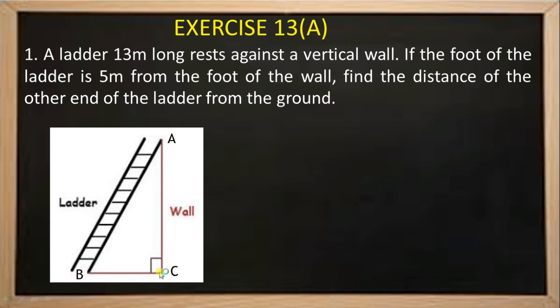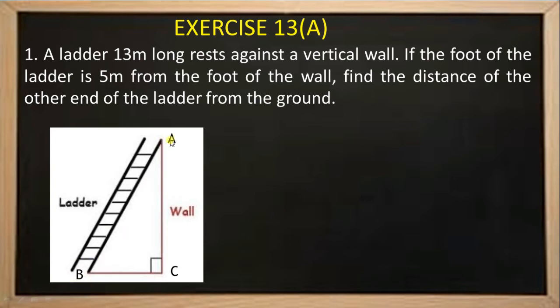AB is the ladder, AC is the vertical wall. And the question says that the foot of the ladder, that is B, is 5 meter from the foot of the wall. The foot of the wall is C. So AB is the ladder and BC is the distance between the foot of the ladder and the foot of the wall. What is the distance of the other end of the ladder from the ground?